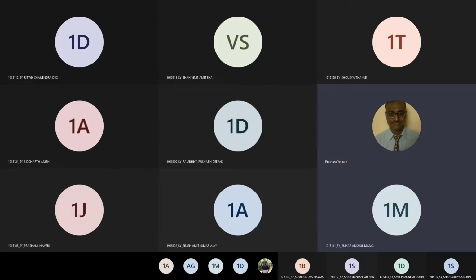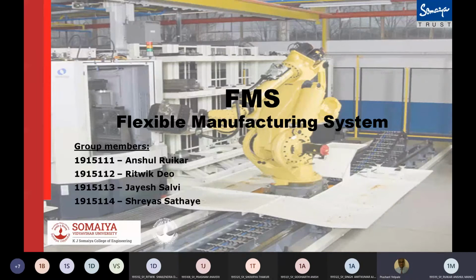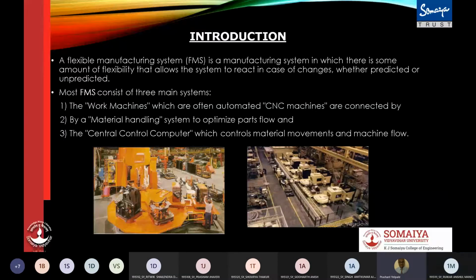Flexible manufacturing system. We'll be talking about it. Next slide, please. So, what is a flexible manufacturing system? As its name suggests, there is some amount of flexibility which allows the system to react in case of changes, whether predicted or unpredicted. Next slide.